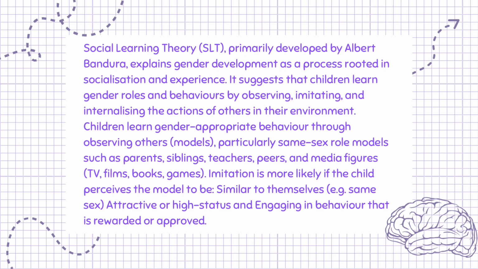environment. Children learn gender-appropriate behavior through observing others, models, particularly same-sex role models such as parents, siblings, teachers, peers, and media figures, TV, films, books, games. Imitation is more likely if the child perceives the model to be similar to themselves, e.g. same-sex, attractive or high status, and engaging in behavior that is rewarded or approved.